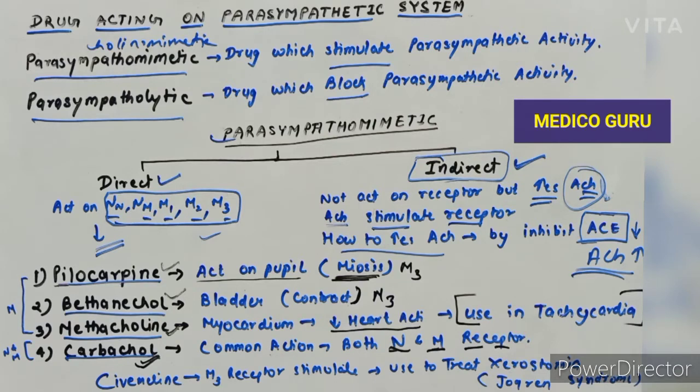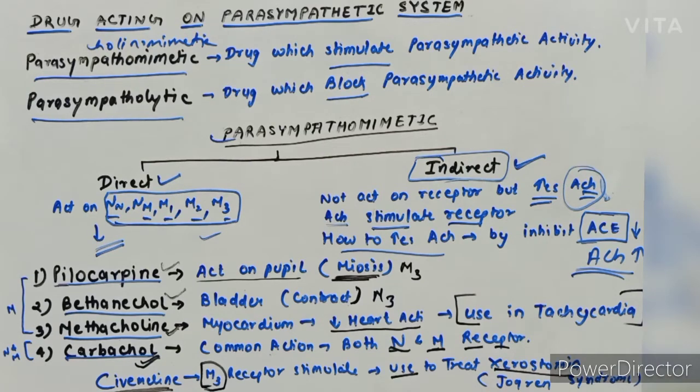The next drug we are talking about is cevimeline. The cevimeline drug stimulates the M3 receptor and is used to treat xerostomia, that is Sjogren syndrome. So cevimeline is used to treat xerostomia. It will stimulate the M3 receptor.